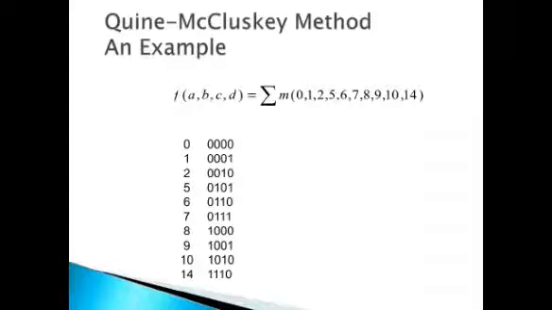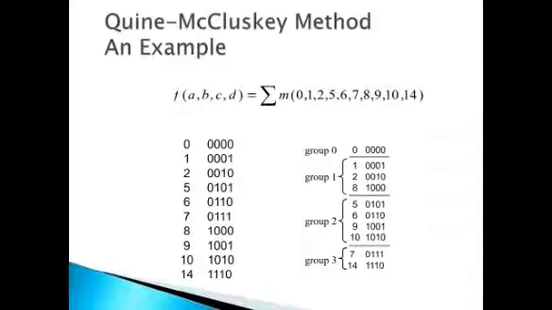Let us discuss this Quine-McCluskey method by an example. Suppose the minterms are given to you as 0, 1, 2, 5, 6, 7, 8, 9, 10 and 14. As per the methodology, we will write down the binary form of each minterm as shown here. Now, we will make the grouping according to the number of ones. Now, there are 4 groups.